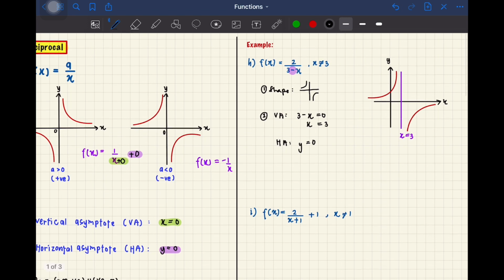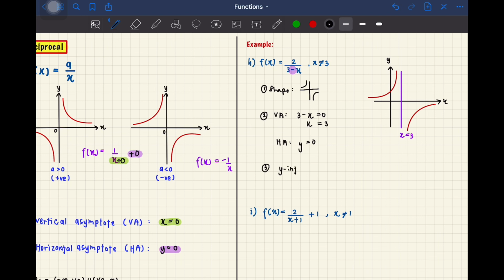Alright, kalau tengok betul-betul dekat sini, kita ada satu titik persilangan pada y-axis, which means that is your y-intercept. So awak kena cari what is your y-intercept. So number 3 is y-intercept. Okay, so y-intercept is when x is equal to 0. So just substitute 0 into this one. You are going to get y equals to 2 over 3.